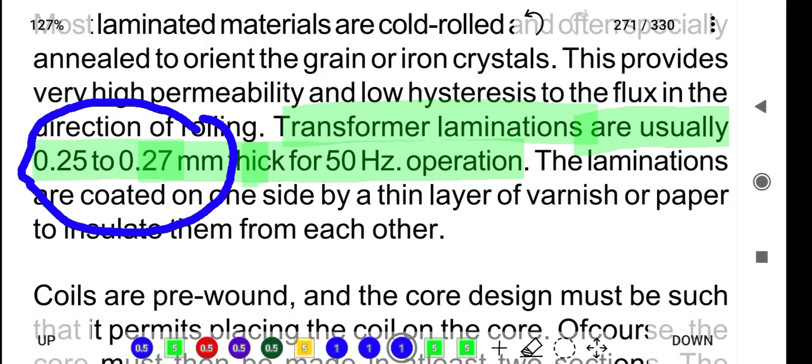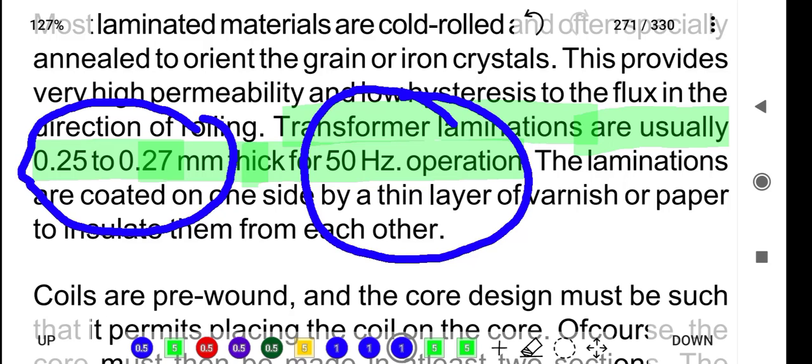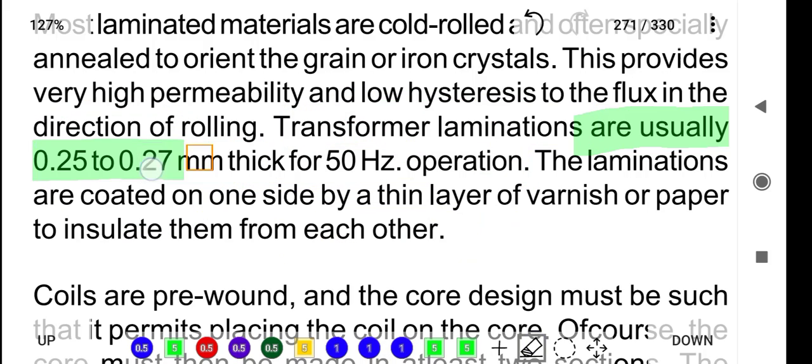So what is the frequency of the transformer? In India the answer is 50 Hz. In America the frequency is 60 Hz or more than 60 Hz. But this thickness, 0.25 to 0.27 mm, is only for 50 Hz operation. This is a very important point friends. Okay, next we will go.